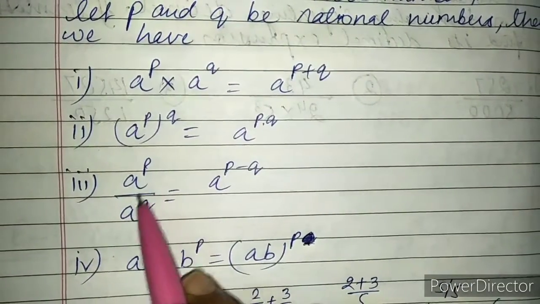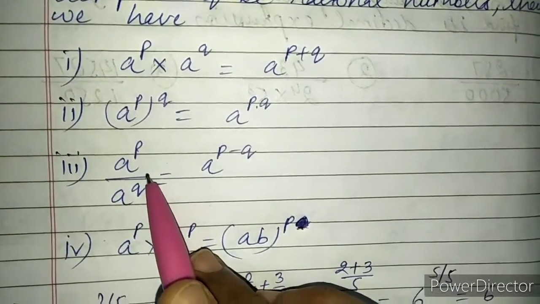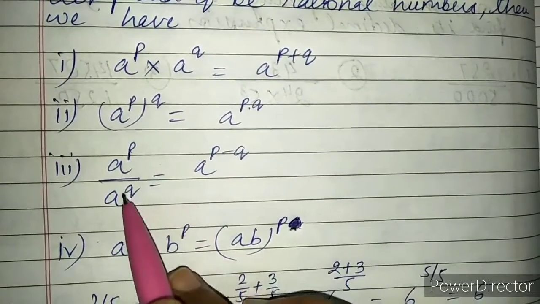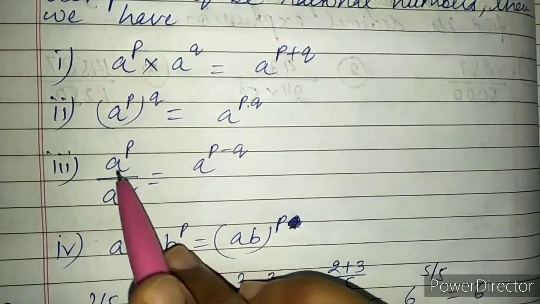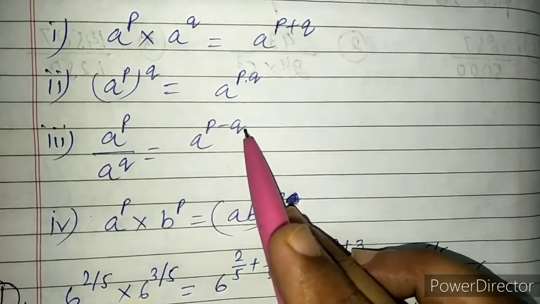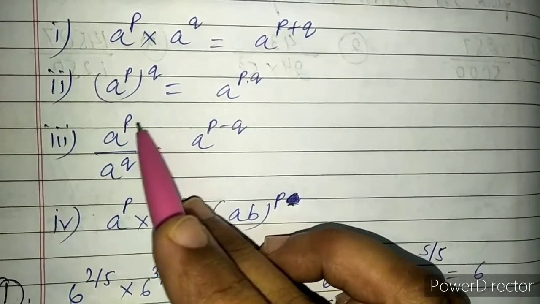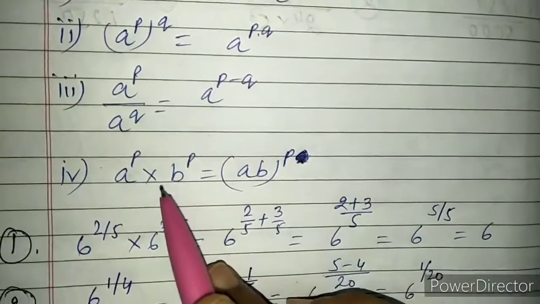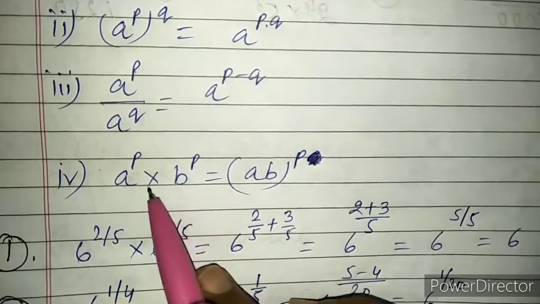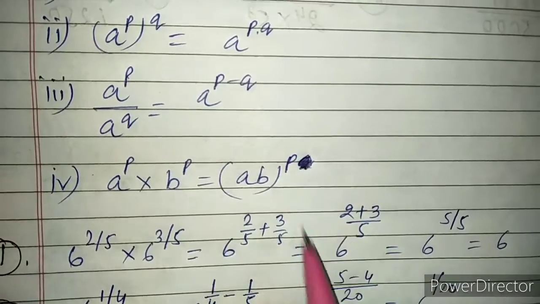In this case, the bases are the same but the powers are different and there is division. So the base will remain the same and the powers will be subtracted. So p minus q, and the denominator will come upside, it will become minus q. Now here see, the bases are different but the powers are the same, so the bases will get multiplied and the power will be the same, a into b to the power p.